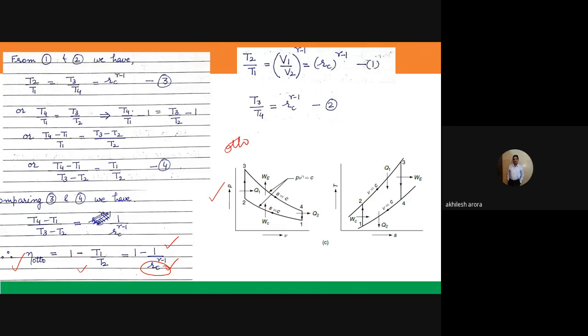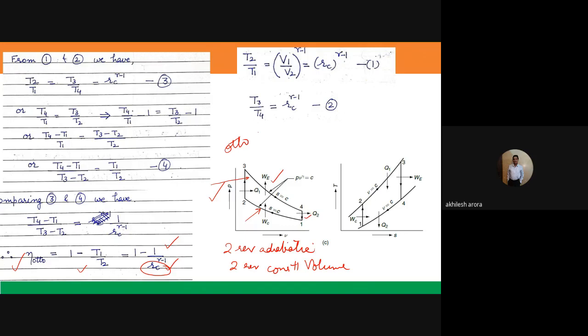You know that the processes in the Otto cycle are: the first one is the reversible adiabatic compression, the second one is the heat supplied at constant volume, the third one is the reversible adiabatic expansion, and the fourth one is the heat rejection at constant volume. So basically in this cycle there were two reversible adiabatic processes, and two reversible constant volume processes. These four processes comprised the Otto cycle.